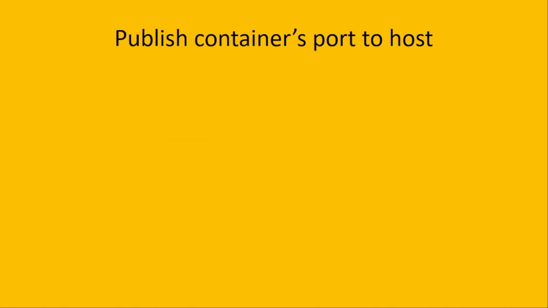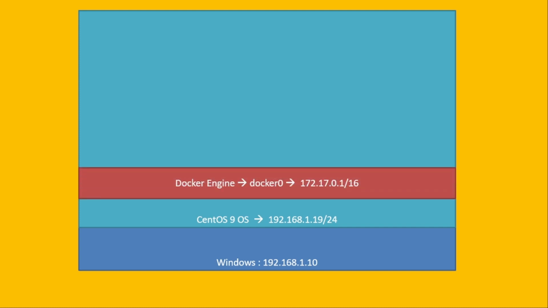Our topic is publish container port to host. Let me explain with the help of a diagram so that we can understand better. First, we have a Windows machine and it has the IP address 192.168.1.10. Then we create a VM and install the operating system, and it gets the IP address from my DHCP server, my Wi-Fi router. Further, we install the Docker engine and then create a container and bind the host machine VM port 3901 with container port 80.